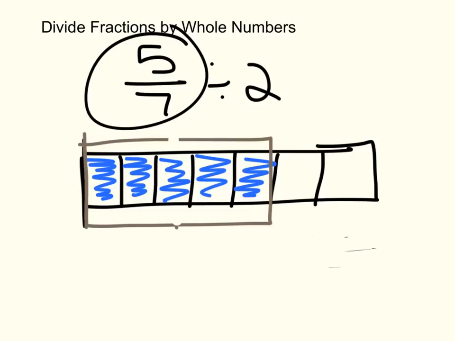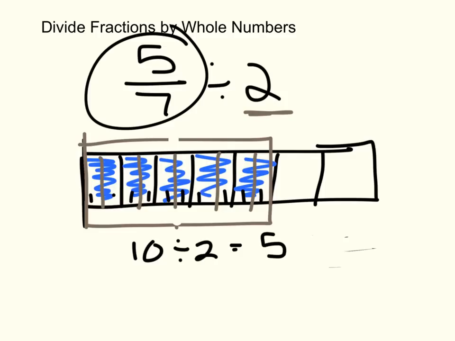Now, again, I want to think about what I could do that would make these numbers divisible by 2. I could take each of my pieces and divide them in half. What I just did was guarantee, because I doubled the number of pieces, I'm going to be able to divide that number by 2. So I can count. I have 1, 2, 3, 4, 5, 6, 7, 8, 9, 10. So I have 10 pieces. I want to divide these 10 pieces by 2. 10 divided by 2 is 5.